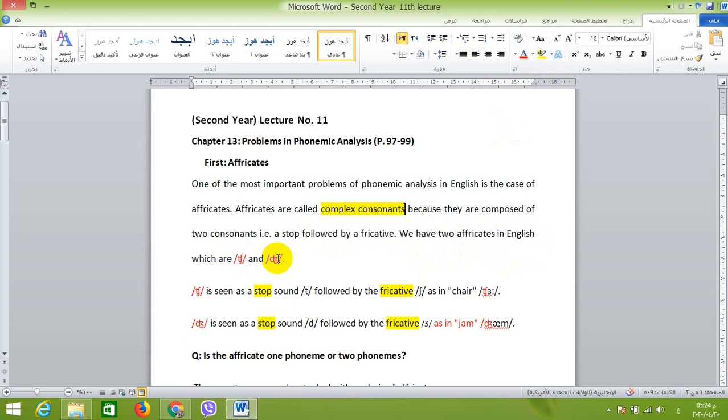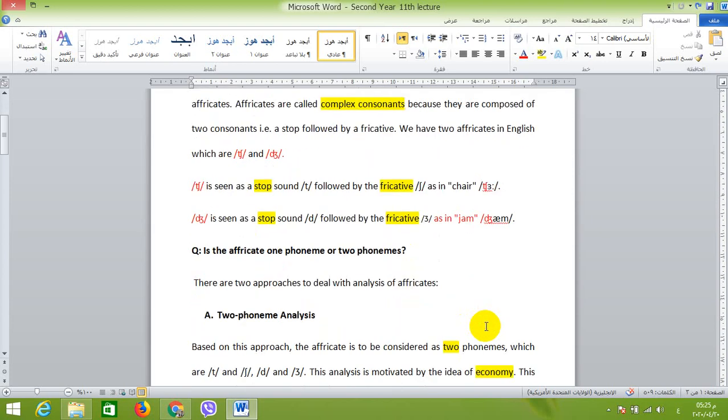Ch is seen as a stop sound, t, followed by the fricative sound, sh, as in the word ch. J is seen as a stop sound, which is d, followed by the fricative j, and the result is jam.